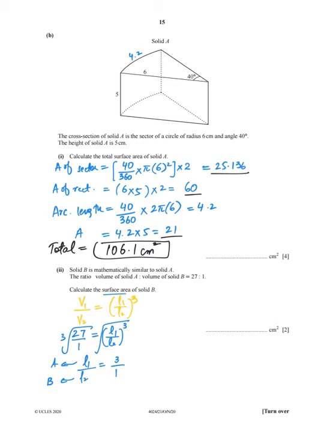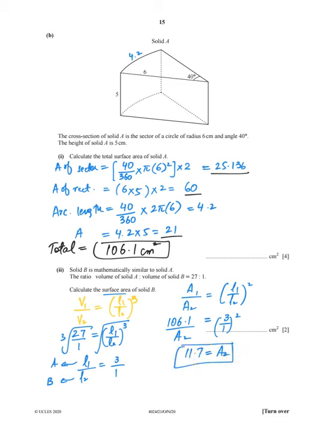It says calculate the surface area. For surface area, the working formula is A1 upon A2 equals L1 divided by L2 whole square. So L1 upon L2 is 3 divided by 1 whole square. The area we had found in the previous part is 106.1, and area 2 is unknown. So now you can easily solve it. So 106.1 divided by 9 equals 11.7. That is the area of the second part, and that is your answer.